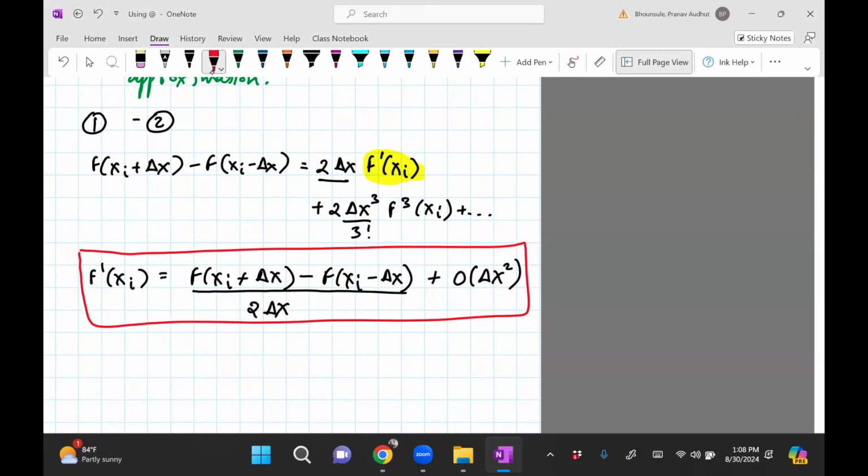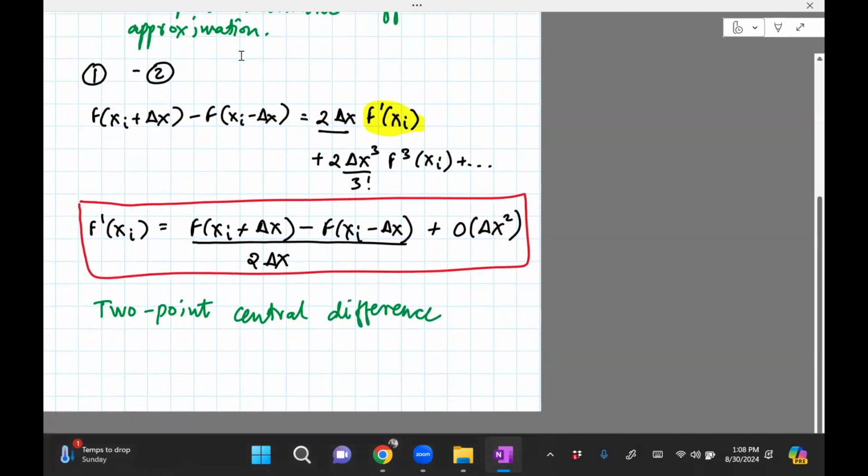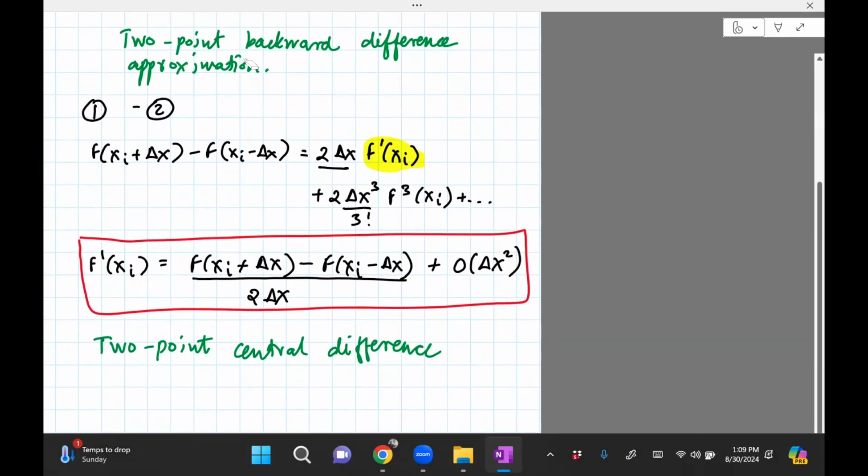This is known as the 2-point central difference approximation.